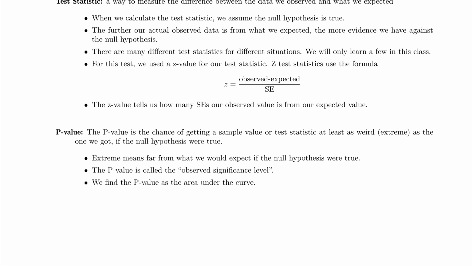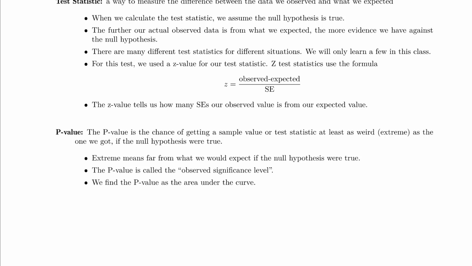The p-value is the chance of getting a sample value or a test statistic at least as weird or as extreme as the one we got if the null hypothesis were true. So extreme means far from what we'd expect if the null were true. So going back to if we flip a coin 10 times, we would expect to get about 5 heads. So something that might be extreme would be like, oh, if I got 2 heads, that would be unlikely. And if I only got 1 head, that would be even more unlikely. That would be even more extreme.